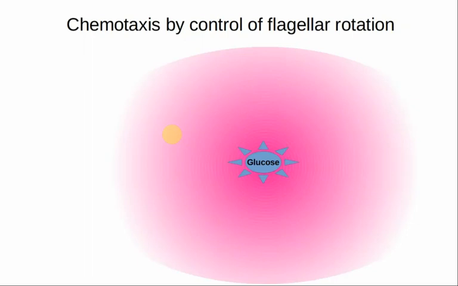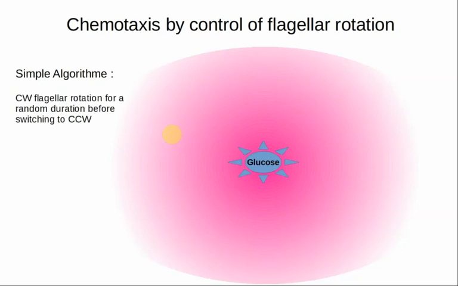So here we go. We've got a source of glucose here, some kind of solid material in a liquid, and the glucose is dissolving and it's creating a concentration gradient. So nearby, this is high concentration of glucose. Far away, it's very low concentration. Now, it's going to be useful for the bacterium if it can move towards the glucose, right? Because there's a lot of stuff to eat over there.